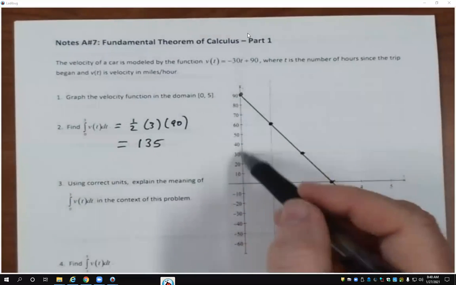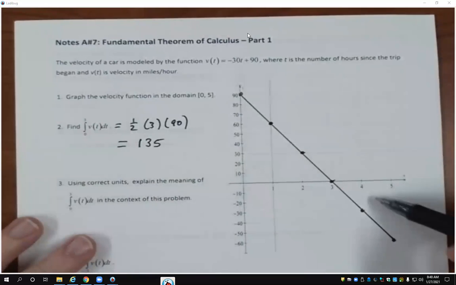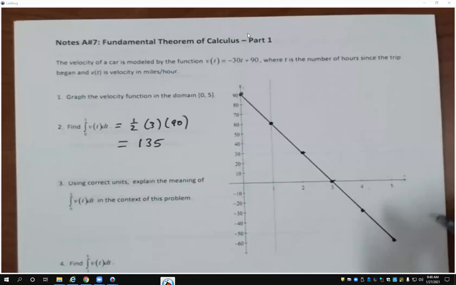So if velocity is always positive, then we're just continuously moving to the right and we're moving away from where we started. As soon as velocity becomes negative, like it did right here, then we're going to start moving back towards our original starting spot. For example, let's say you come to school every day. You drove to school, you stayed here for a while, and then you drove back home. Well, if you took that exact same route, your displacement is 0.